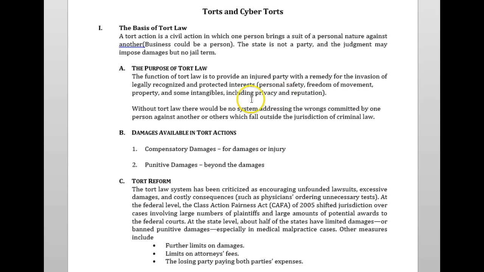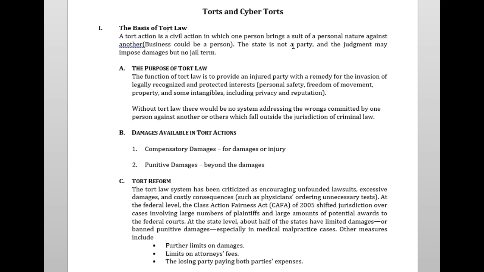What's the basis of tort law? Why do we have tort law, and why do I care? Tort law is a civil action on the other side of the criminal action, and one of the bases is that it allows one person to bring a suit against another person of a personal nature. That other person could be a business. So it's not just one person to one person.